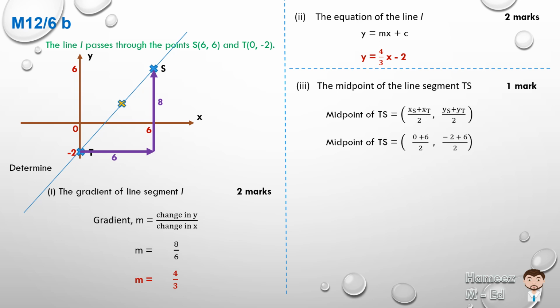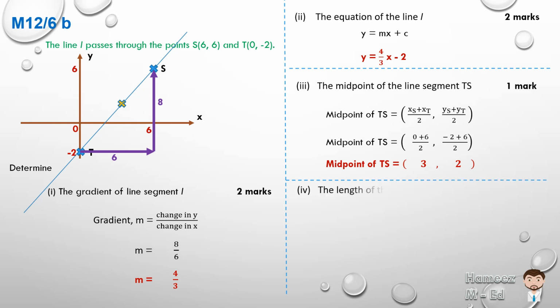0 plus 6 is 6, 2 into 6 is 3, so the midpoint of TS, the x value is 3, and -2 plus 6 is 4, 2 into 4 is 2. So (3, 2). It might not be exact, but if you follow our sketch, you can see that it falls somewhere within there. You can redo this question properly on graph paper and see it for yourself.